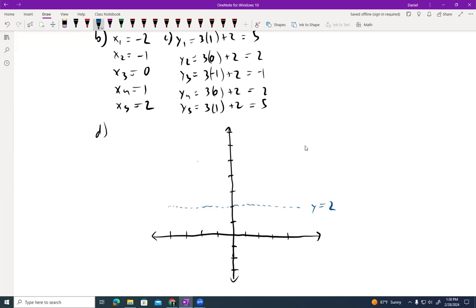Negative 2, 5 is up here. I get negative 1, 2. I get 0, negative 1. I get 1, 2, and I get 2, 5. So it looks a little bit like this. Remember the curvature: it curves downwards on this interval, curves upward between these two key points, curves upwards between these two key points, and then curves downwards between these two key points.